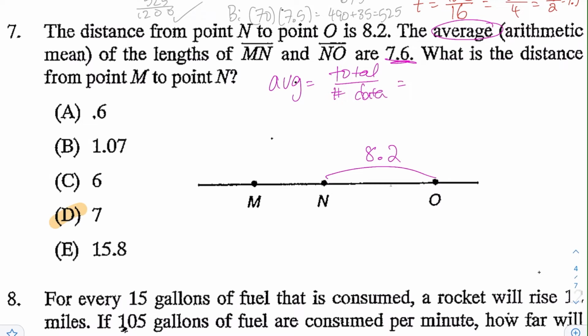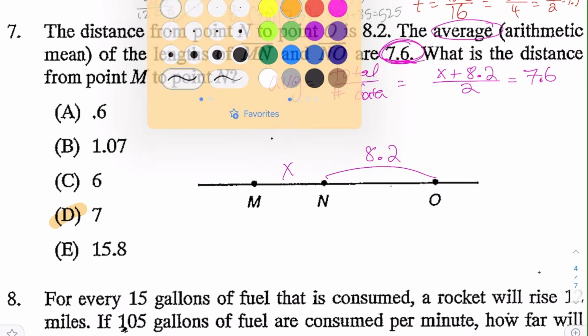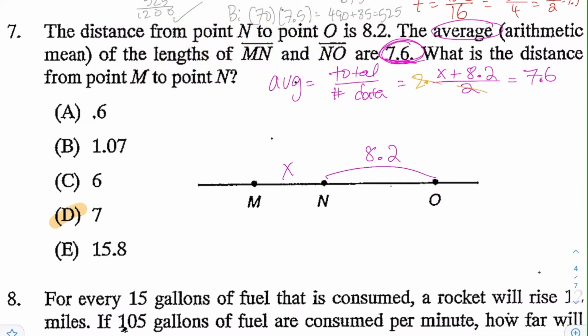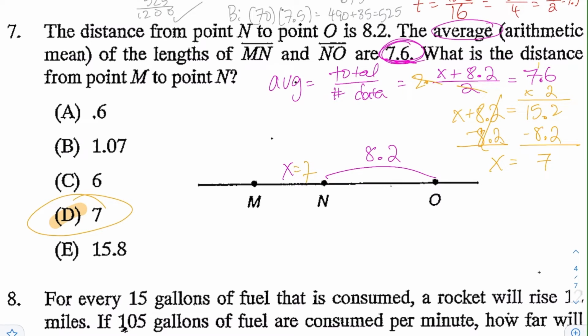So the total of MN plus NO, we don't know what MN is, so we can call that X. So X plus 8.2 divided by 2 has to be the average of 7.6. So here to solve for X, you can multiply by 2 on both sides. And you get that X plus 8.2 is 15.2. So if you subtract 8.2 on both sides, you get that X is equal to 7. And that's going to be choice D.